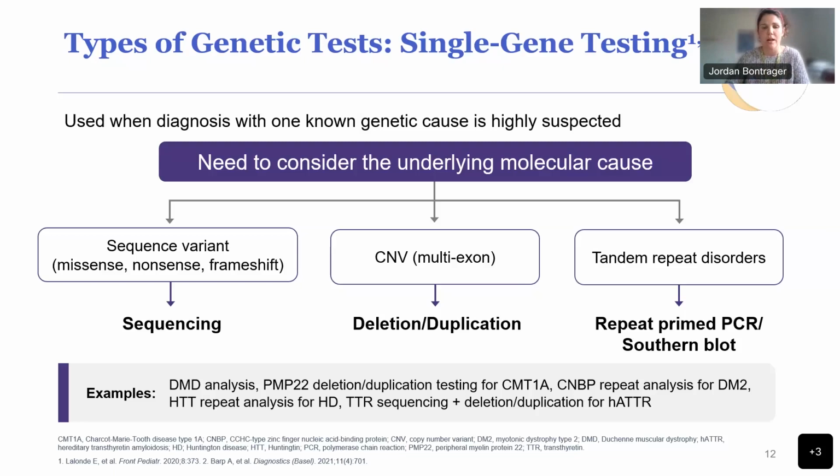Tandem repeat disorders are a whole separate can of worms. They're not going to be detected by next generation sequencing, so you do need to order a separate assay for these. Typically, these are done by either repeat primed PCR or Southern blot, though there are new technologies that are coming out to detect these. But things like myotonic dystrophy are not going to be caught via next gen. So testing CNBP via sequencing is not going to give you the information that you want. So making sure that, again, you're thinking about the technology that you're choosing for analysis for single gene testing.